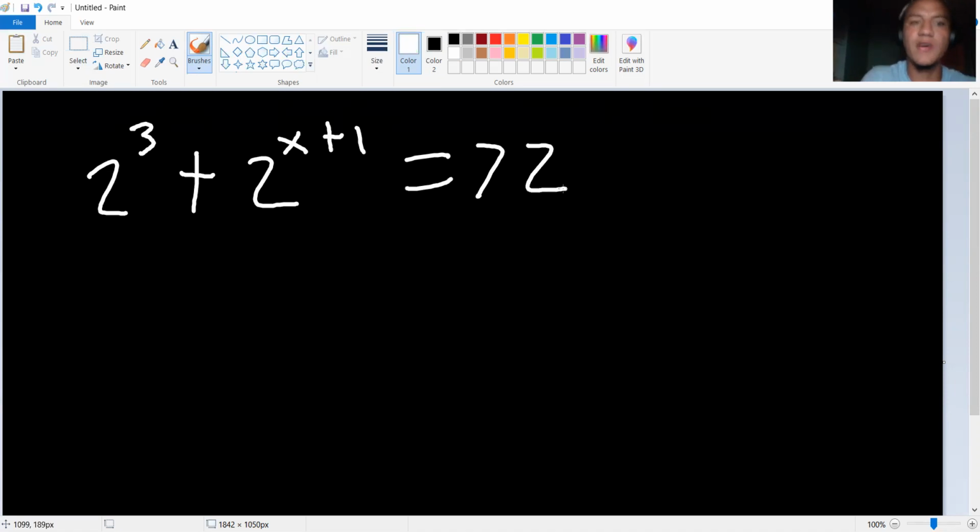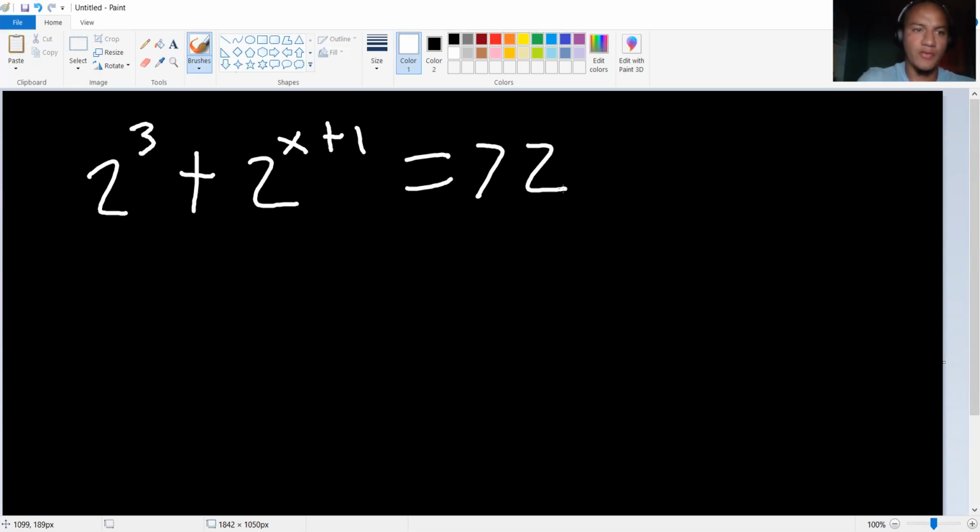By the way, since we got 5, you can plug it in. And you can see that you get 2 to the 6, because 5 plus 1 is 6. 2 to the 6 is 64. Plus 2 to the third, which is 8, is 72. So we are correct.